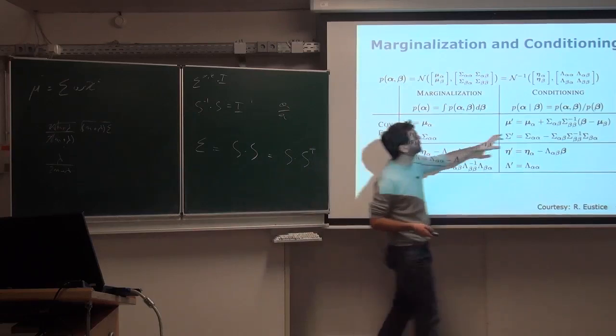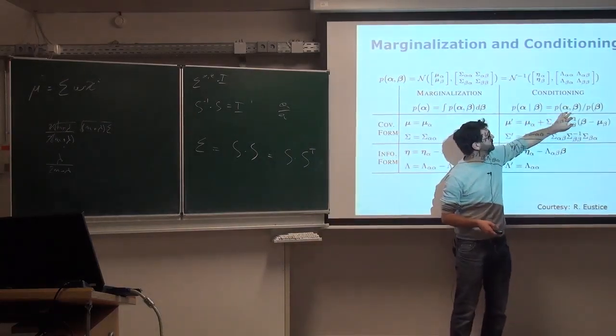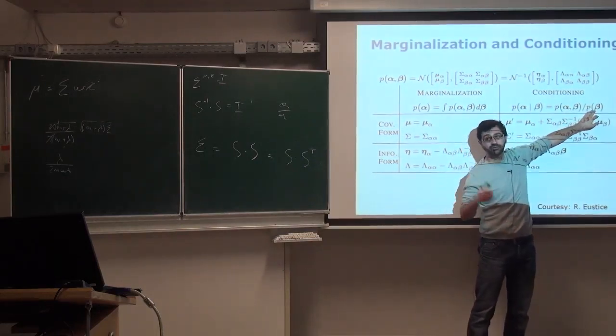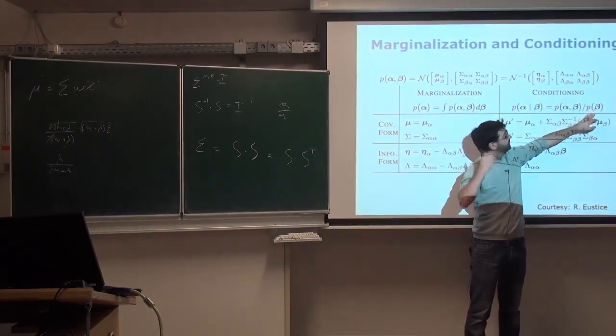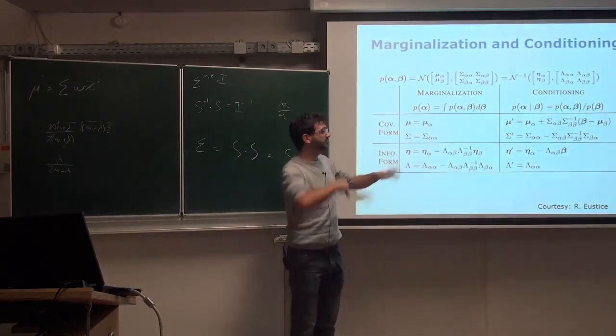If we do instead the conditioning case, where we go from one distribution and take the division, so we completely remove the information of that variable and we assume that we know where it is, this is the dual.